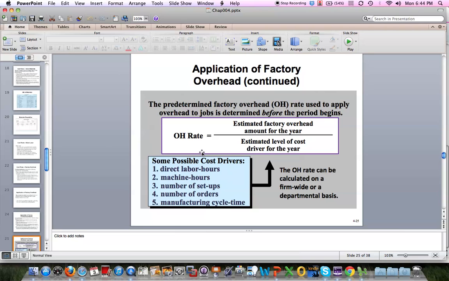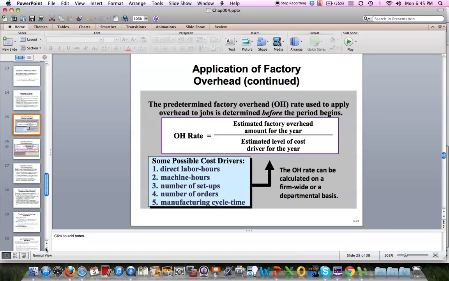That cost driver, here are five examples: direct labor hours, direct labor cost could be one of those, machine hours, number of setups. If we anticipate we're going to make so many batches, each batch needs a setup, number of orders, manufacturing cycle time, whatever it is. Direct labor hours is usually one of the most common ones that we'll see, especially in examples given. And here it says we can calculate this rate on a firm-wide basis or on a departmental basis. Obviously, if we compute this for a department, it's probably going to be a little bit more accurate than if we just do it based on the entire firm as a whole.